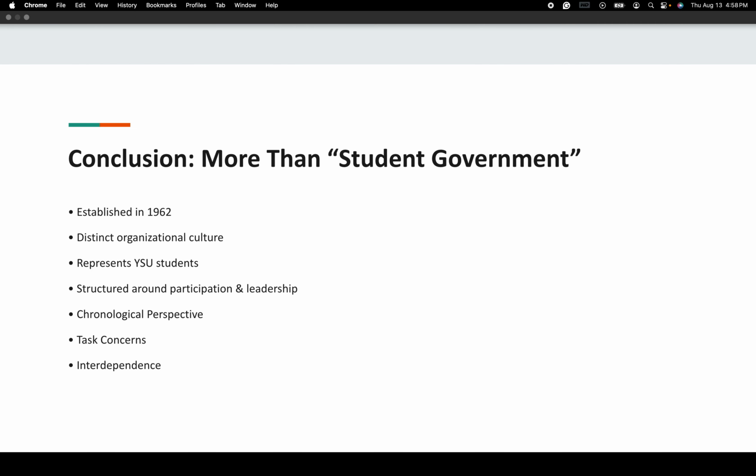Before researching SGA, it was an organization I knew existed but didn't really understand. I learned that it has its own culture centered around representation, leadership, and decision-making. Chronological perspective, task concerns, and interdependence help explain that culture and show why SGA can impact students even if they aren't members.